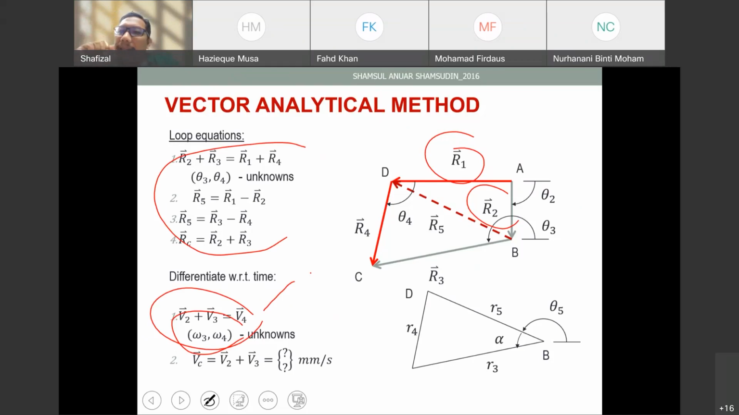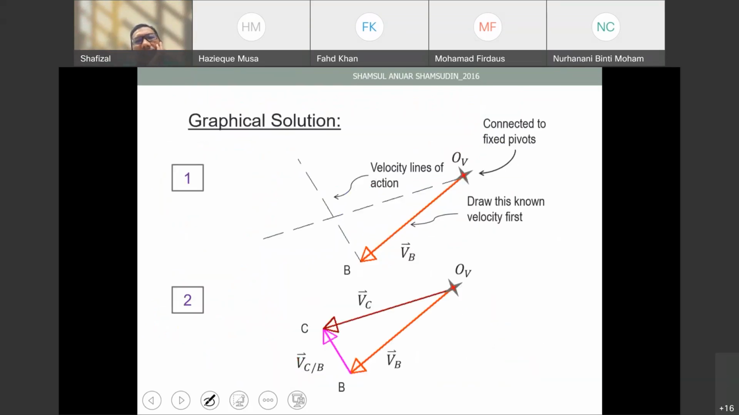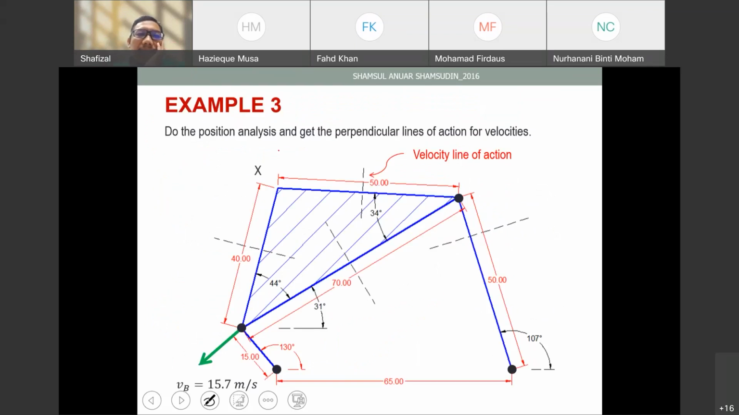vector analytical method. Okay, we have two methods. Earlier, the first one was the graphical method, or you use the vector analytical method like this using the loop equation, and this is the example. Okay, look at this one.